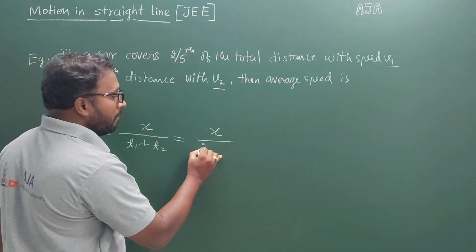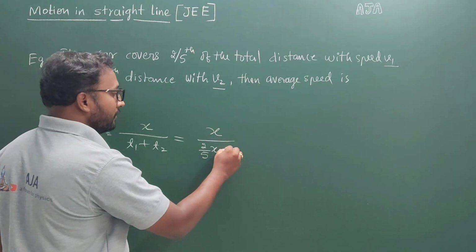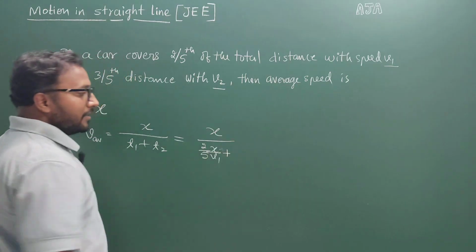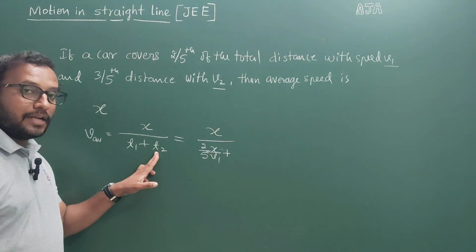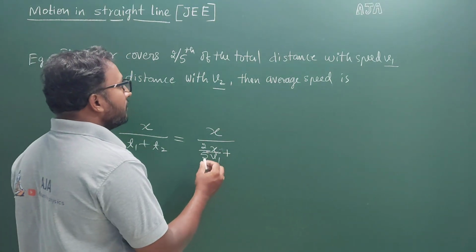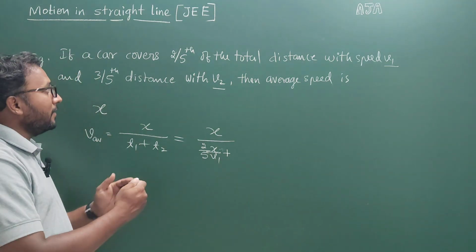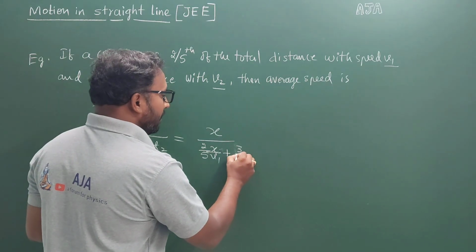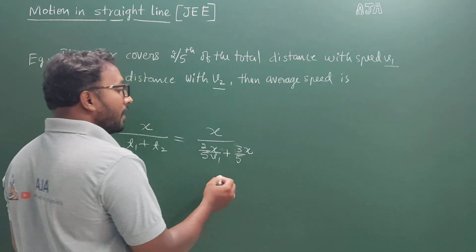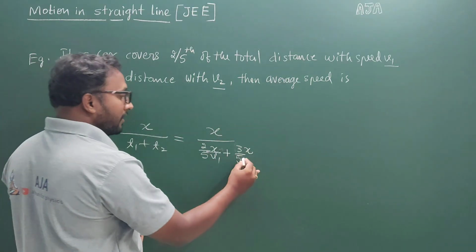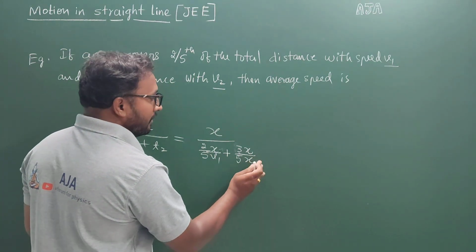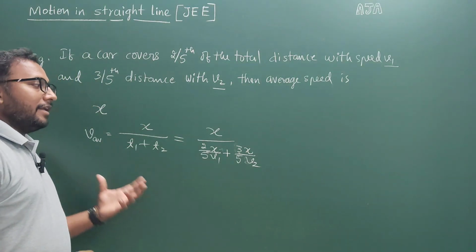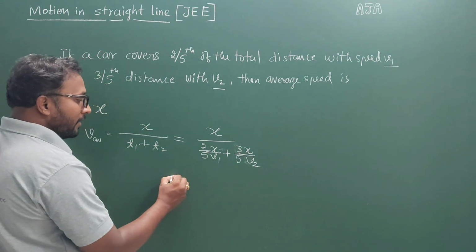So 2 by 5th of the total distance, and this whole divided by the speed V1, plus, this is the first time interval, and the second time interval T2, which is given by, once again, distance by speed. Distance is 3 by 5th of the total distance, divided by the speed. With what speed is it covering the next part? That is nothing but V2. So this is the formula for average speed. You can take this x common in the denominator.